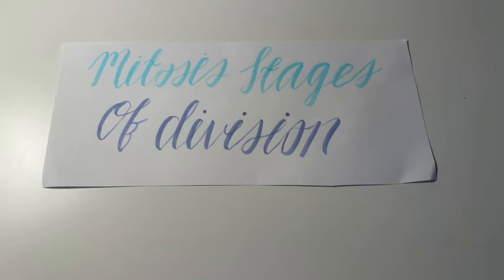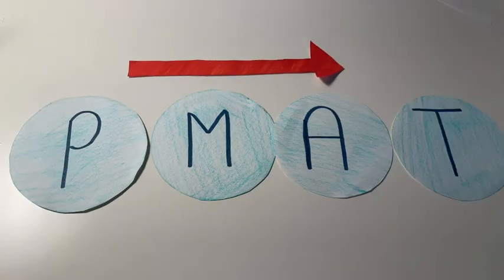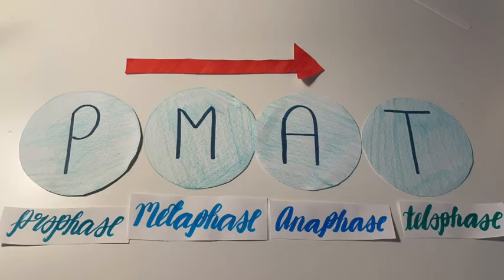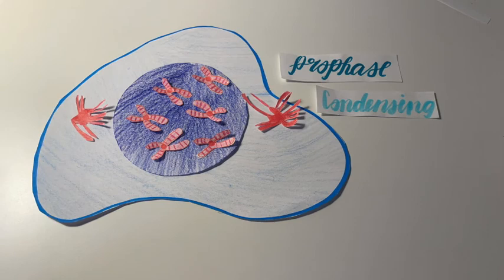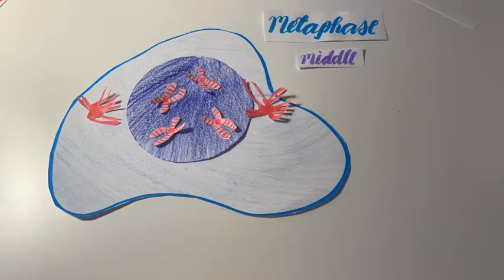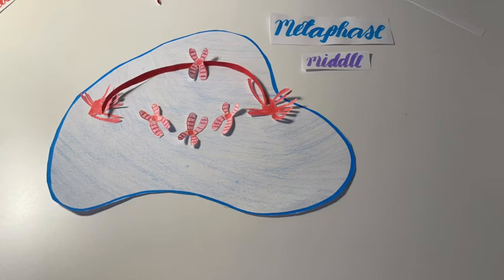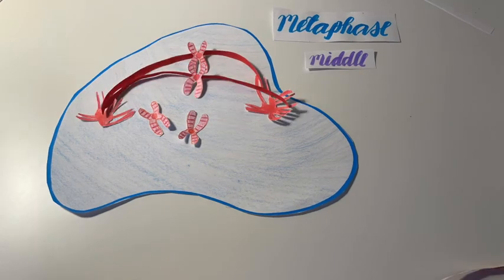The stages of mitosis can be remembered as PMAT, which stands for prophase, metaphase, anaphase, and telophase. In prophase, the first stage of mitosis, the nucleus is still present inside the cell. During this stage, the chromosomes are visible and they are condensing. After condensing, the nucleus is disassembled, and the chromosomes start to line up in the middle of the nucleus.